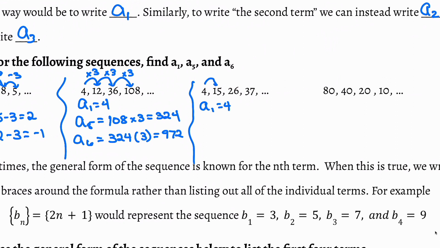So let's just verify. If I add 11, it gives me 15. If I take 15 and add 11, I get 26. If I get 26 and add 11, I get 37. Looks like this is working. So every single time, I'm just adding 11.